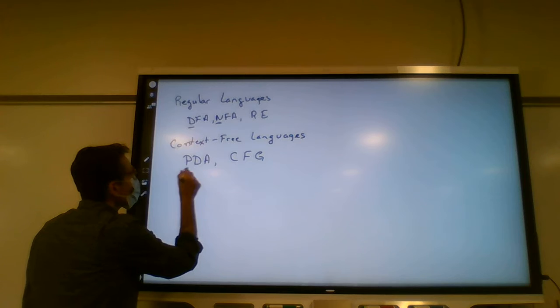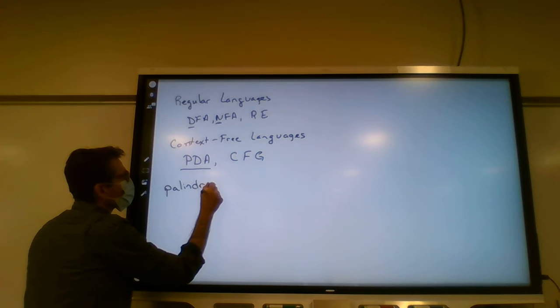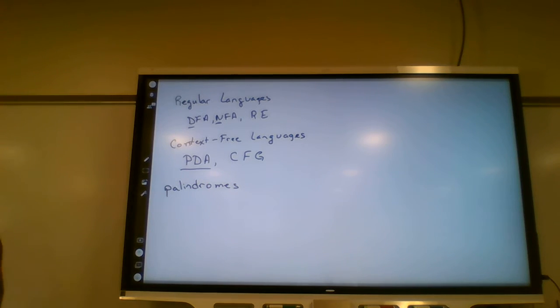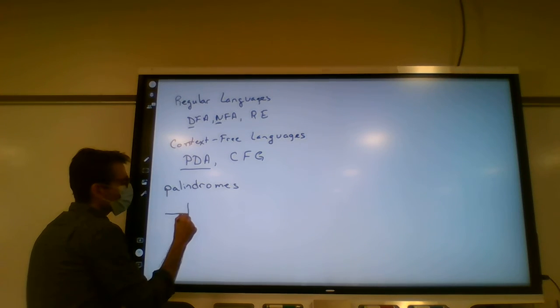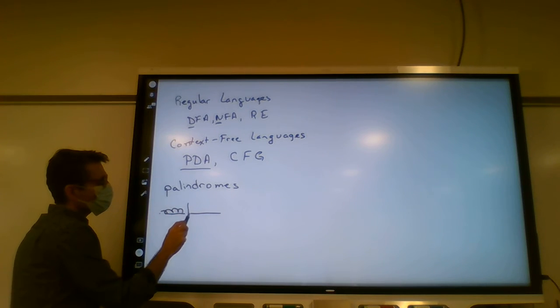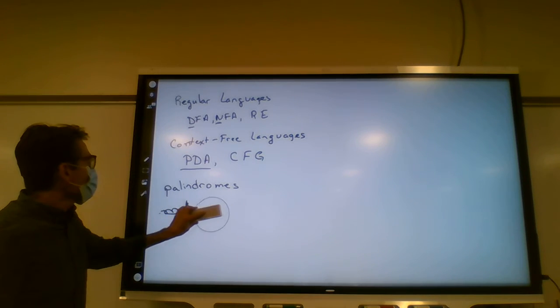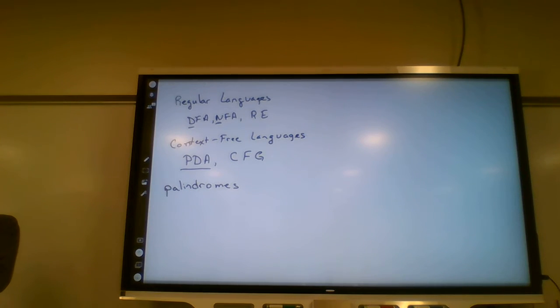So for the PDA that we created for palindromes, we had in the middle of it a lambda transition where we guessed where the halfway mark was. We went through reading characters, putting them onto the stack, and then at the halfway mark, we said, okay, let's start popping. And so palindromes, as far as the PDA is concerned, requires that guess in the middle.